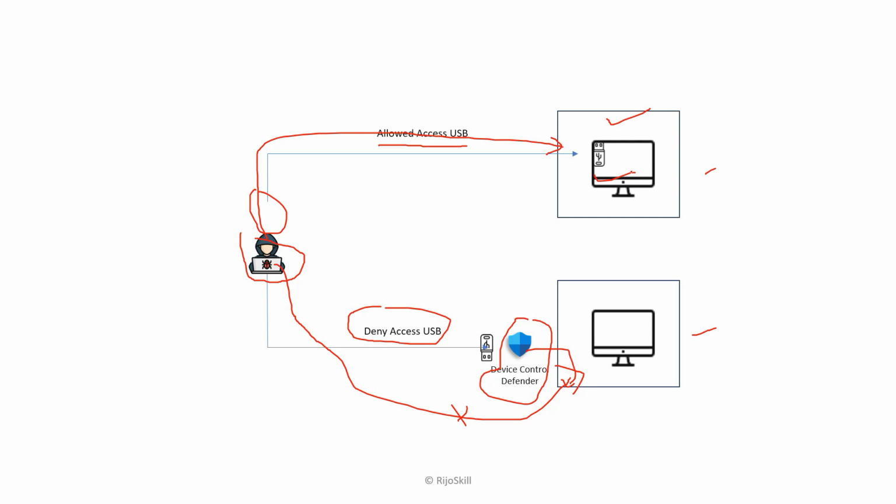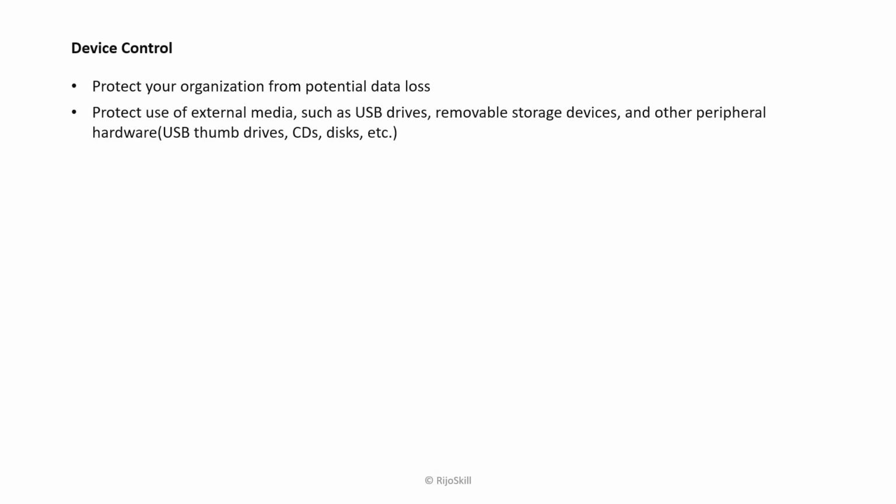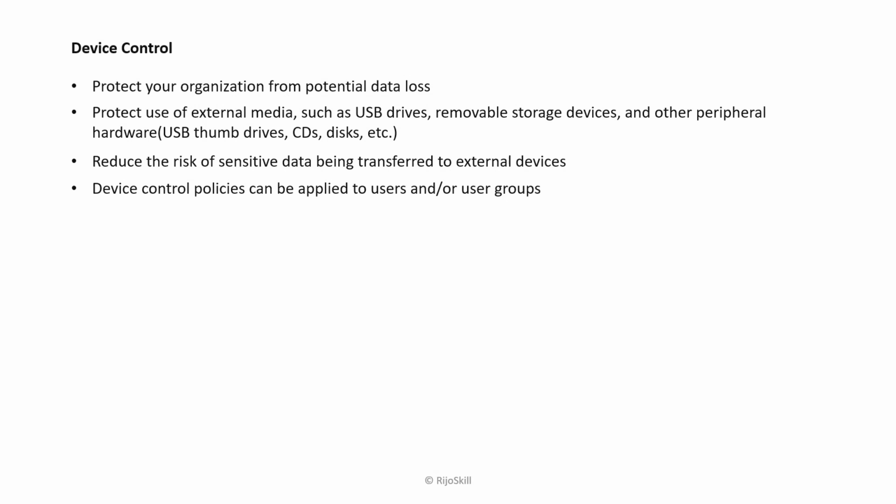So now you understand what device control is. So we will go to what device control is. It protects your organization from potential data loss and protects the use of external media such as USB drives, removable storage devices and other peripheral hardware, CDs, disks and so on. It reduces the risk of sensitive data being transferred to external devices. And device control policy can apply to both users and groups, and also to devices.